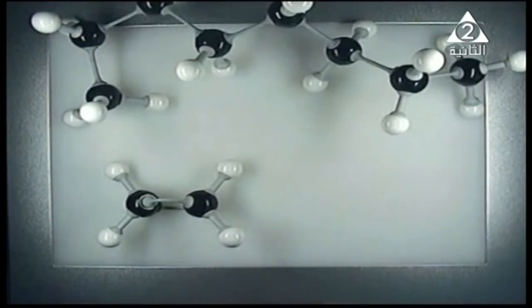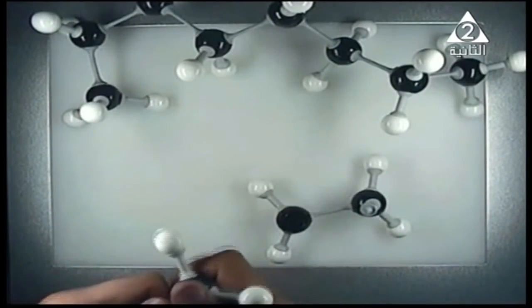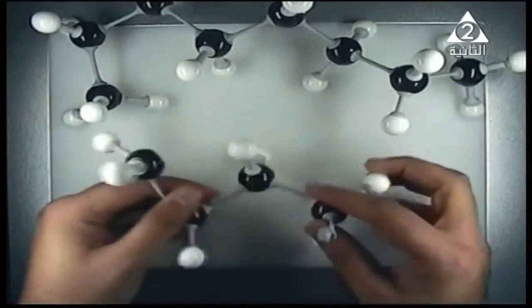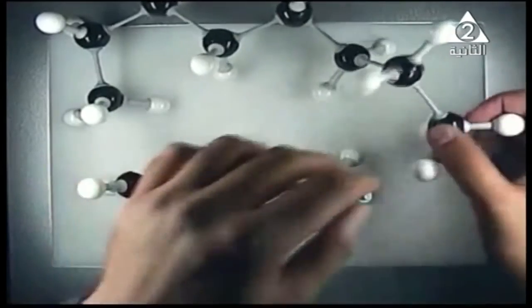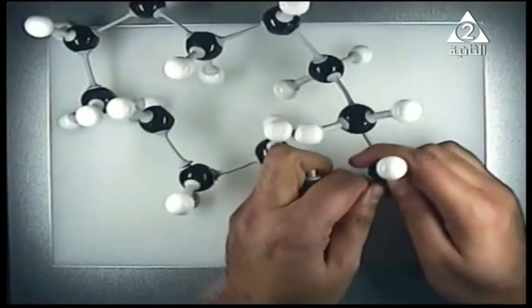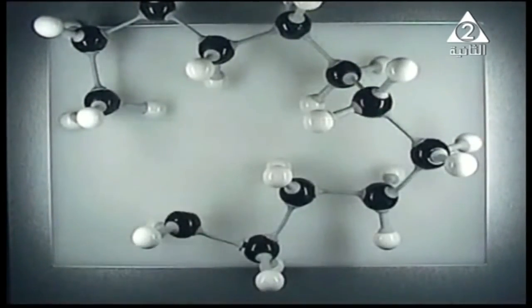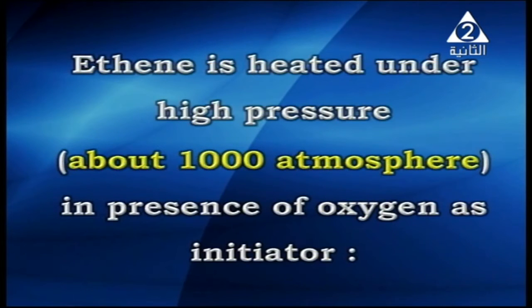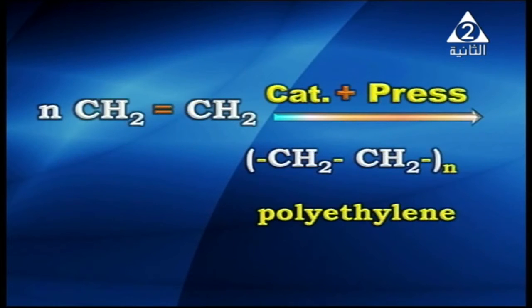Here, my dear student, we have two molecules of ethylene, and so the double bond, the pi bond, will be broken and the molecules join with each other. According to the number of ethylene molecules that can join, they form the large molecule produced from their joining. So, my dear students, the polymerization of ethylene is carried out by heating under high pressure, about 1000 atmospheres, in the presence of oxygen as initiator, as the equation on the screen shows. nCH2=CH2, in the presence of catalyst and pressure, gives the polyethylene molecule as shown on the screen.